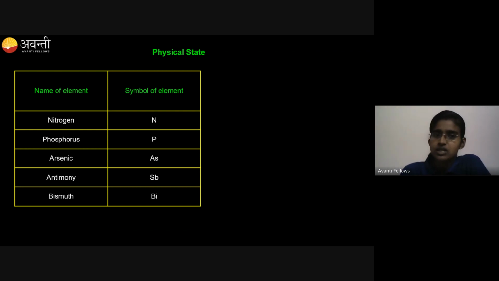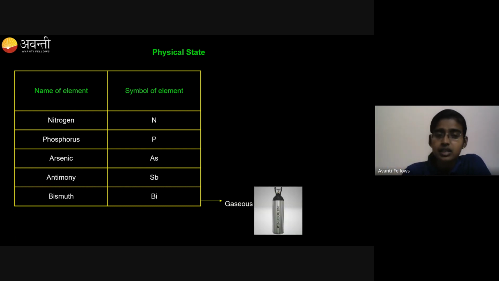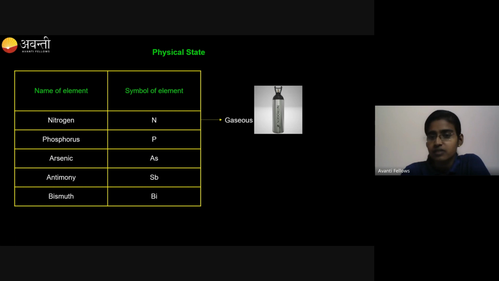Those are nitrogen, phosphorus, arsenic, antimony, and bismuth. Now coming to the first element, the physical state of nitrogen is gas. So nitrogen is present in a gaseous form in the atmosphere. You can see a nitrogen cylinder in the picture.